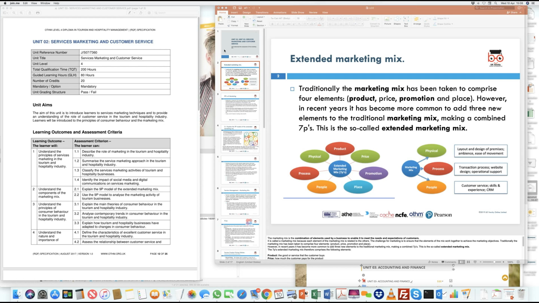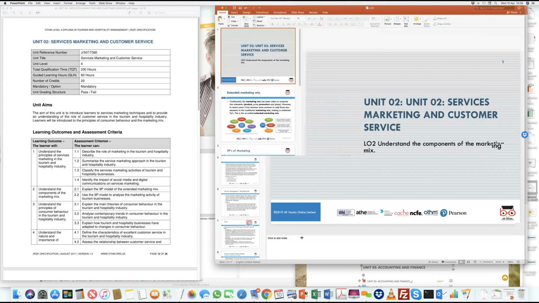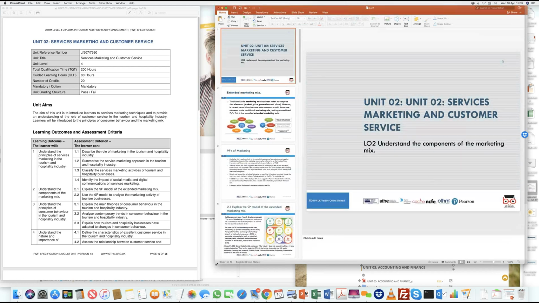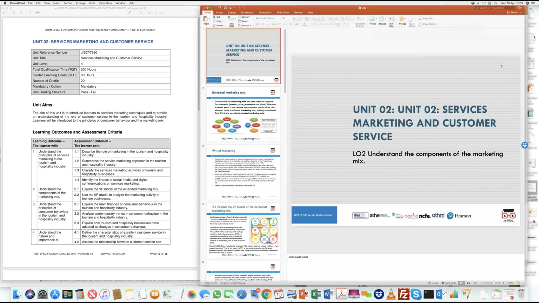So traditionally in learning outcome 2, we are going to be looking at what has happened over the years. When initially the marketing mix as a model was proposed, this was proposed in the early 60s. And it used to be the 4 P's model in particular, or basically 4 aspects of how the products and services could be considered from a point of view of marketing. So price, place, product, promotion. These were the 4 P's.